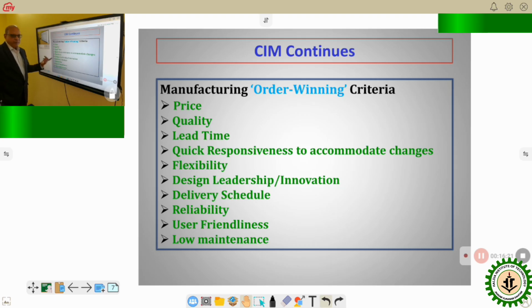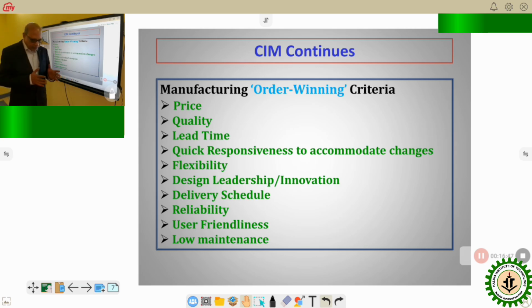Reliability. The product must showcase reliable operation during its use. Otherwise, if there is a possibility of frequent breakdowns or maintenance, customers will not be satisfied. So reliable performance is always expected and should be given due importance while considering a particular design of the manufacturing system. User friendliness. How easily a customer can use that particular product.